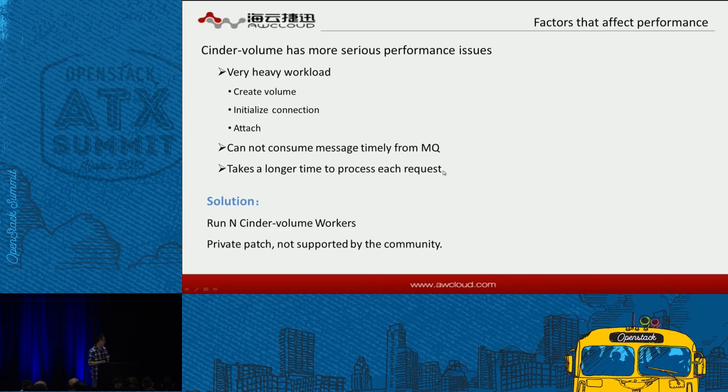Under a normal condition, Cinder volume may take several seconds to create a volume, but under a high concurrence, it may take several minutes. So Cinder volume is obviously a performance bottleneck. And the solution is very similar to Cinder API. We have to run multiple Cinder volume workers. However, this is not supported by the community, and it's our private patch. Up to now, this is not the end of the story. If you run multiple Cinder volume workers, some bad things happen.